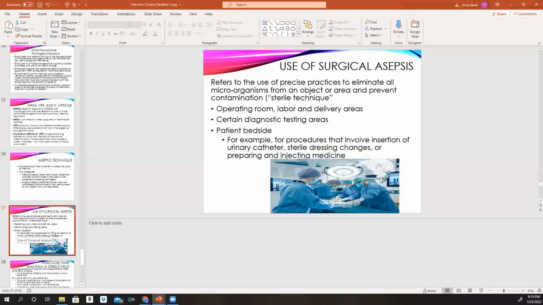So use of sterile asepsis. This refers to the use of precise practices to eliminate all microorganisms from an object or an area and prevent contamination, also known as sterile technique. We use sterile technique in the operating room, labor and delivery areas, certain diagnostic testing areas, and at the patient bedside. For instance, if we're doing a catheter insertion on a patient, sterile dressing changes, or preparing and injecting medicines, you have to use sterile technique.